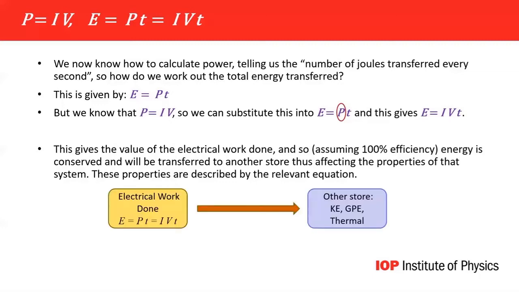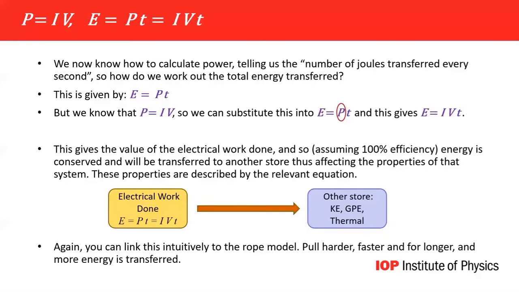So here we see it in a graphic, that E equals PT and that equals IVT. And this gives us a measure of the electrical work done, and assuming that no energy is transferred to the environment, if it's all transferred to the destination system, we can then predict the outcome and the behavior of that destination system. And this is the whole point of the concept of the conservation of energy.